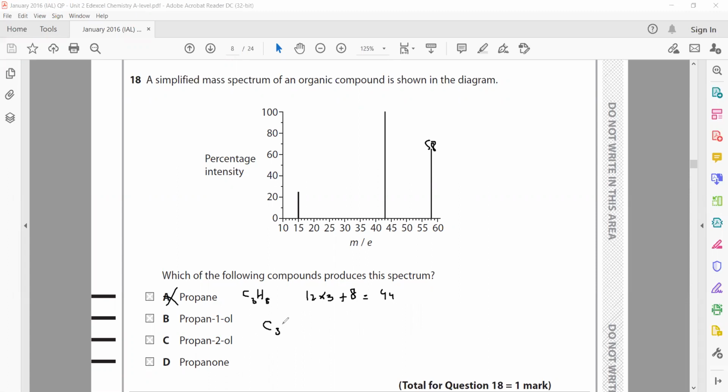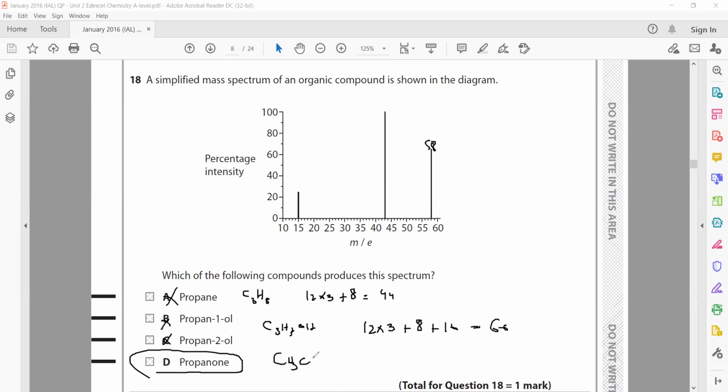Propan-1-ol or propan-2-ol will have the same molecular mass, as these are isomers. C3H7OH will be 12 multiplied by 3 is 36, plus 8 is 44, and 44 plus 16 equals 60. So it cannot be B or C. So it is propanone. And what is propanone?